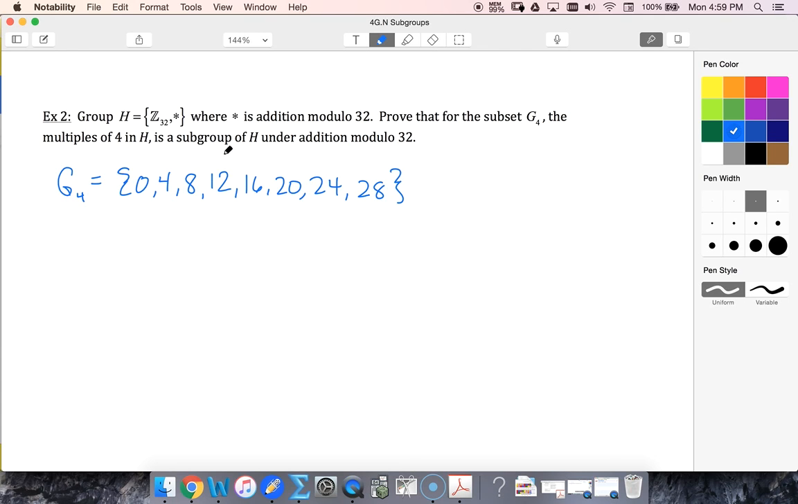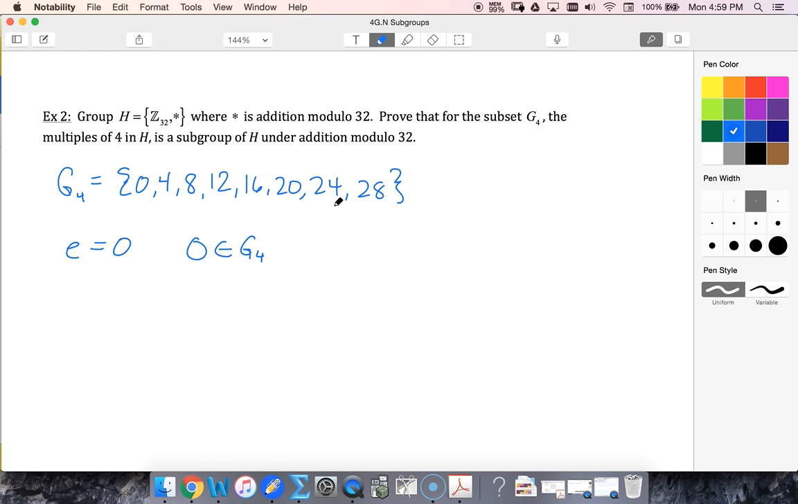So if we're going to be a subgroup, we need to have an identity element. The identity element is going to be 0. So e is equal to 0, and 0 is an element of G4. So that's great. We need our group to be closed.